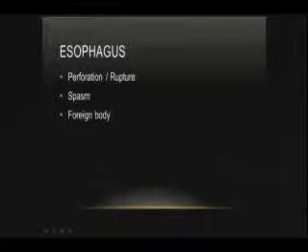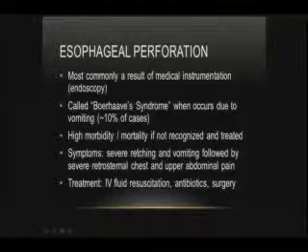So now the esophagus. There can be some catastrophic issues related to the esophagus causing chest pain. Other times, like in the case of esophageal spasm, it can just mimic more serious things, like something going on with the heart. And then foreign body is also something that we see.